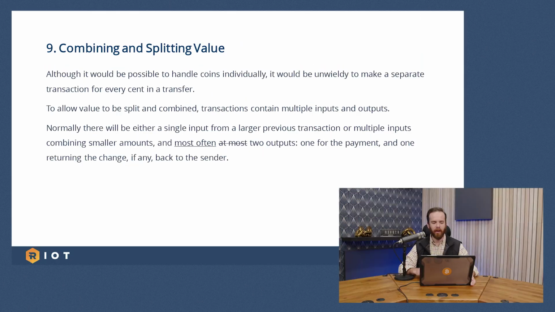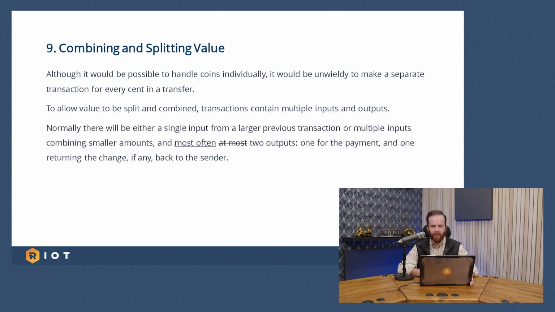All right. And then he talks about inputs and outputs. Okay, although it would be possible to handle coins individually, it would be unwieldy to make separate transactions for every cent in a transfer. So this is like, imagine going to a store and buying things using 900 pennies or 937 pennies instead of a $5 bill, 4 $1 bills, and then a quarter, so on and so forth. So to allow value to be split and combined, transactions contain multiple inputs and outputs. Normally, there will be either a single input from a larger previous transaction or multiple inputs combining smaller amounts, and at most 2 outputs, one for the payment and one returning the change, if any, back to the sender.